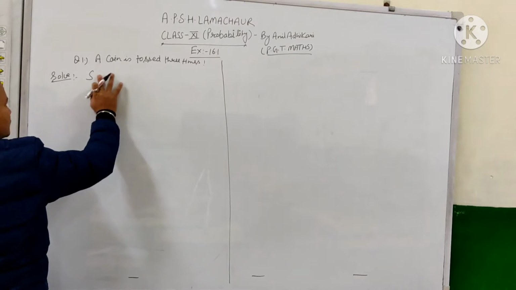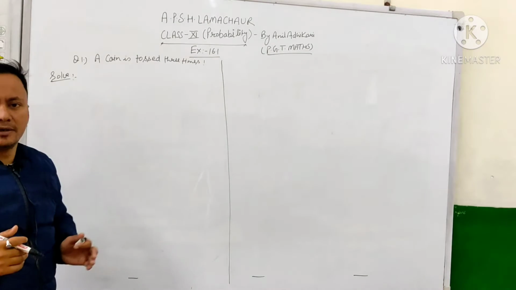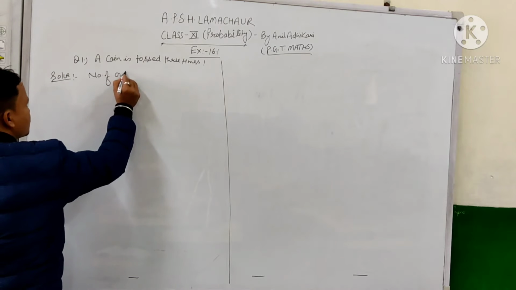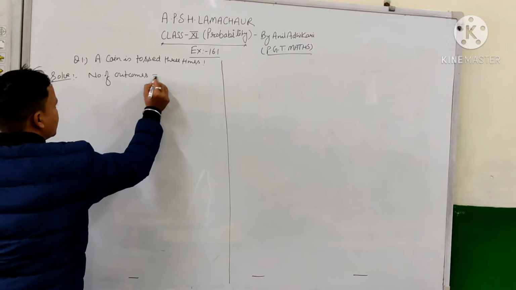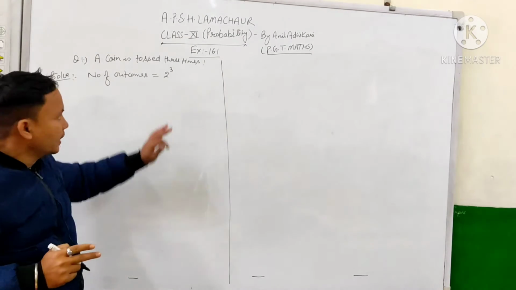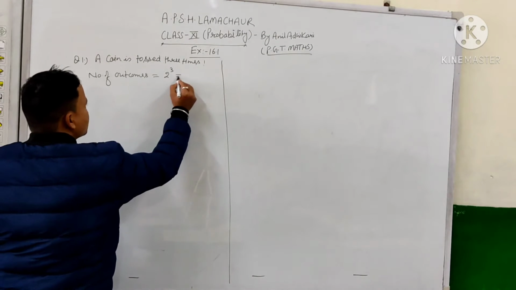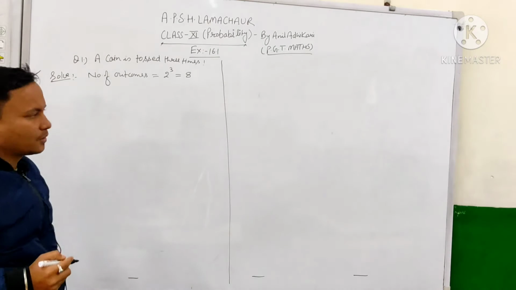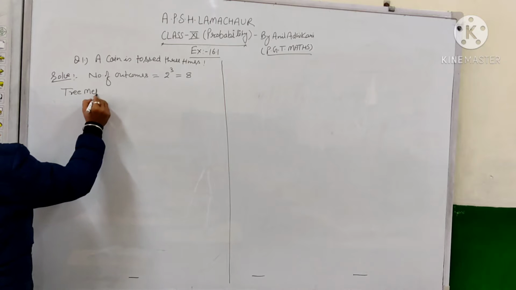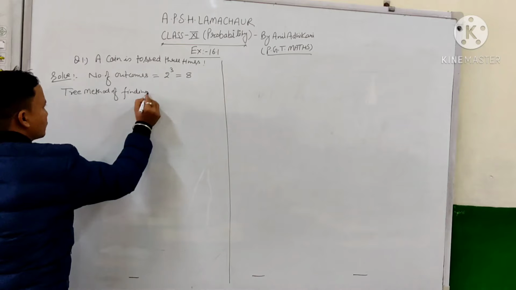So very first, it has to be known how many sample points there will be. Number of outcomes will be 2 raised to the power 3, because a coin has 2 faces, head and tail, and we are going to toss it 3 times. So 2 raised to the power 3, that is 8 outcomes, or you can say sample points. Okay. Now the tree method of finding the sample space.